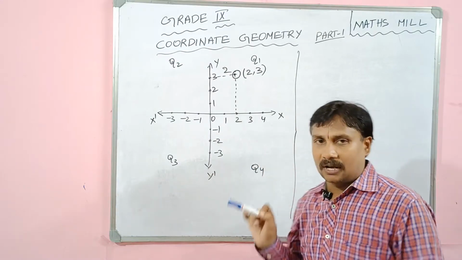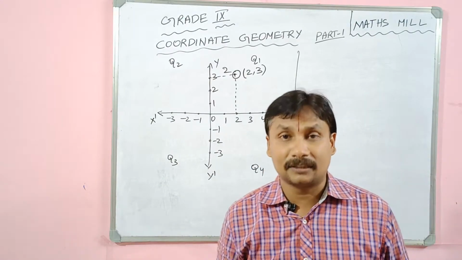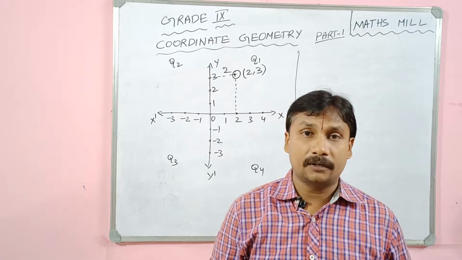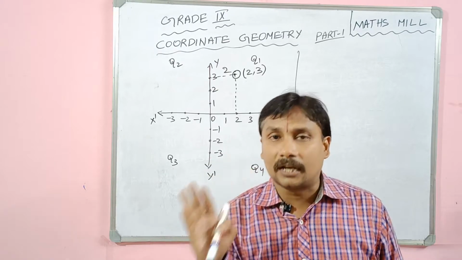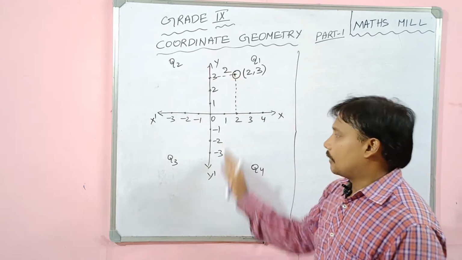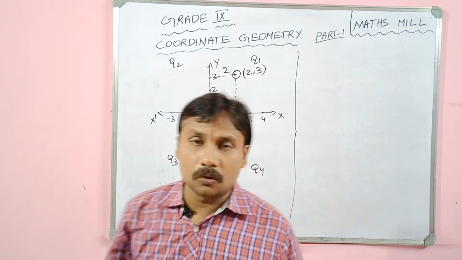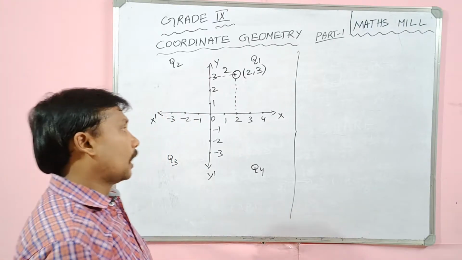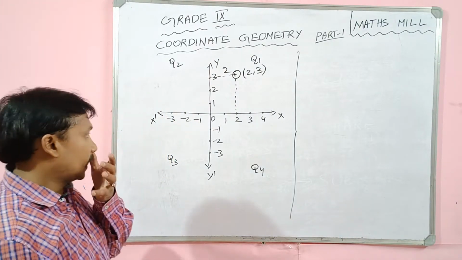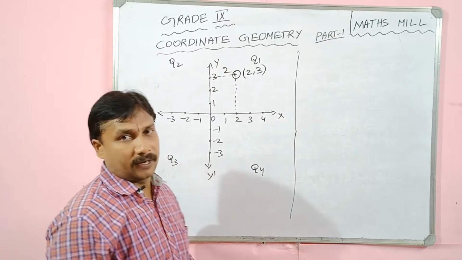The x-axis is the number line which we learned in 8th grade. The number line we know, right? The horizontal number line is the x-axis, and the vertical number line is nothing but the y-axis. In this only we are going to locate a point. Okay. Now coming to the next part, plotting of a point.